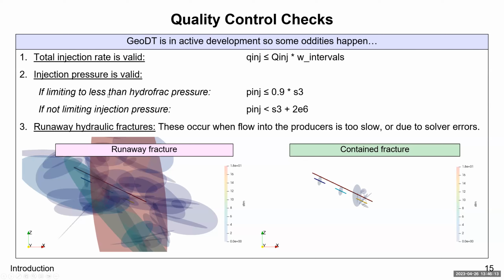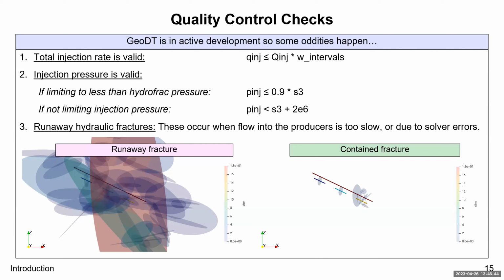Another thing to check is if the injection pressure is less than the minimum principal stress so that you're not hydraulically fracturing. If this was a boundary condition that you meant to impose, it's good to double check that it actually ended up using that properly. And then if you're not limiting that pressure, you still want to make sure that this injection pressure isn't something ridiculous, gigapascals or something like that.